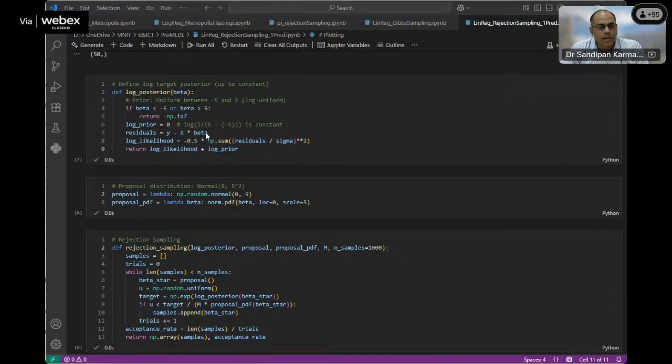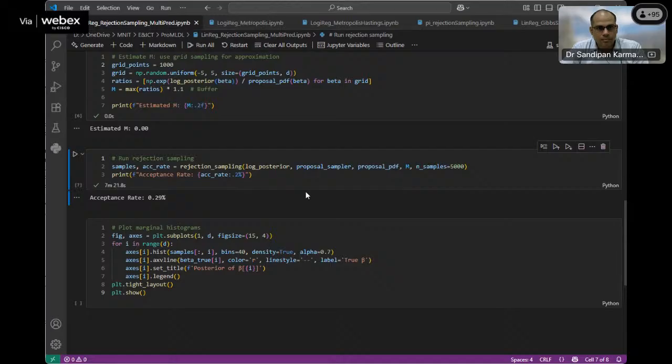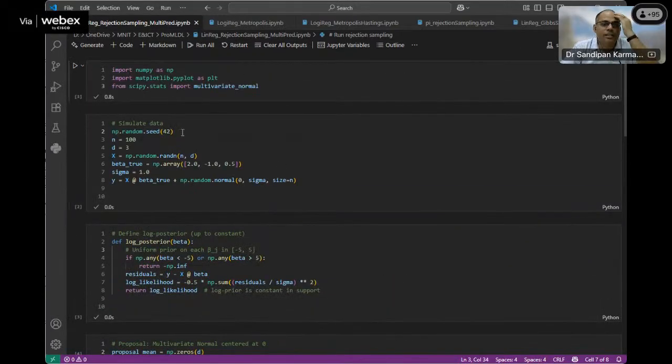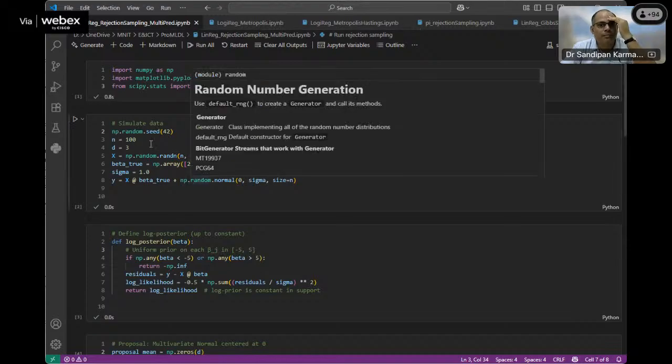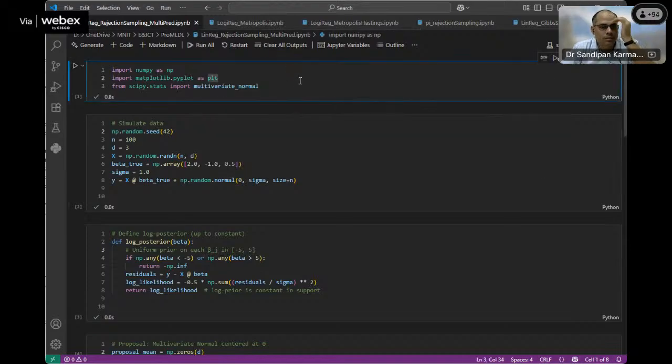Linear regression using rejection sampling for multiple predictors. You can see this file, linear regression rejection sampling multi-pred. Here we have a three-predictor regression, and the true betas have values 2, -1 and 0.5. Let me run this one by one.